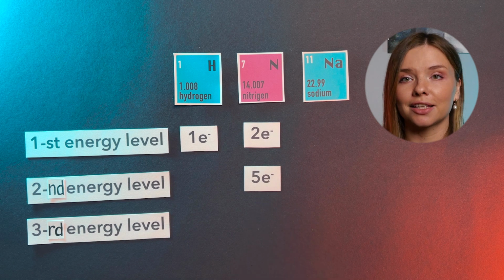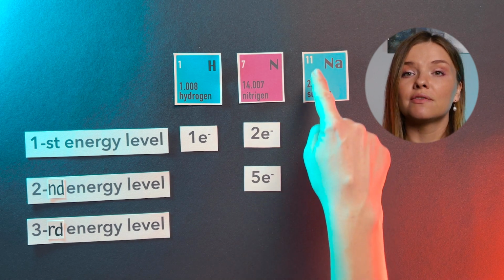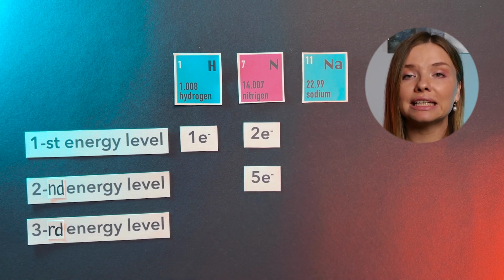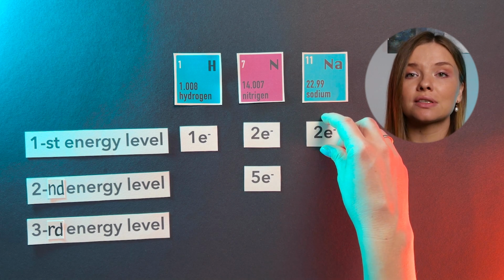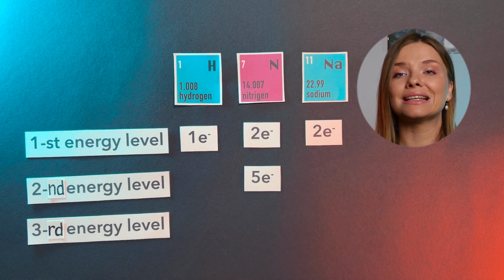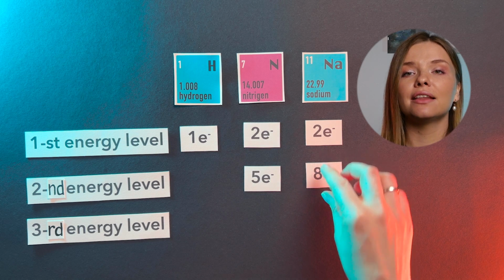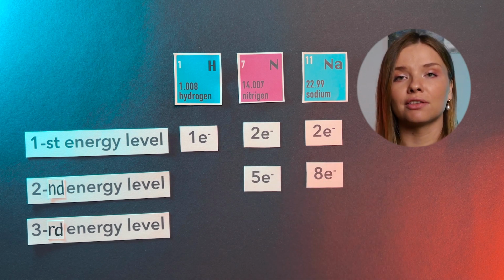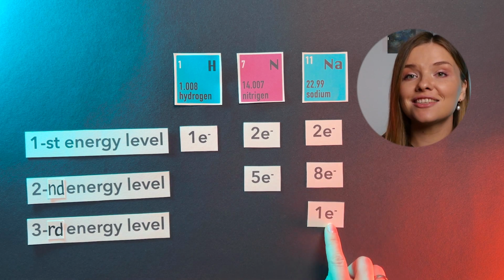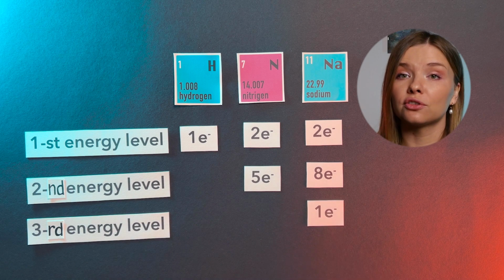Sodium, with an atomic number of 11, has 11 electrons in its atom. 2 are in the first energy level and 8 are in the second energy level, which is the maximum. And the last electron goes to the third energy level.